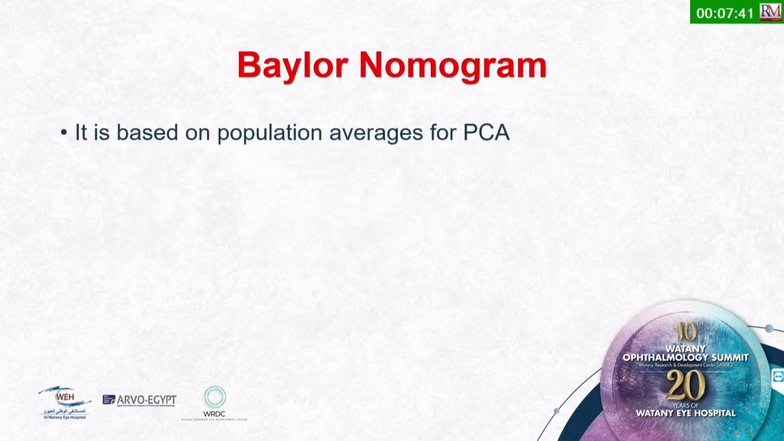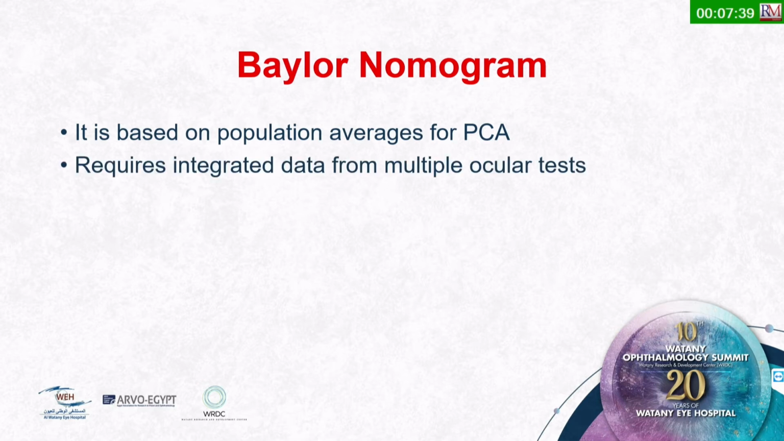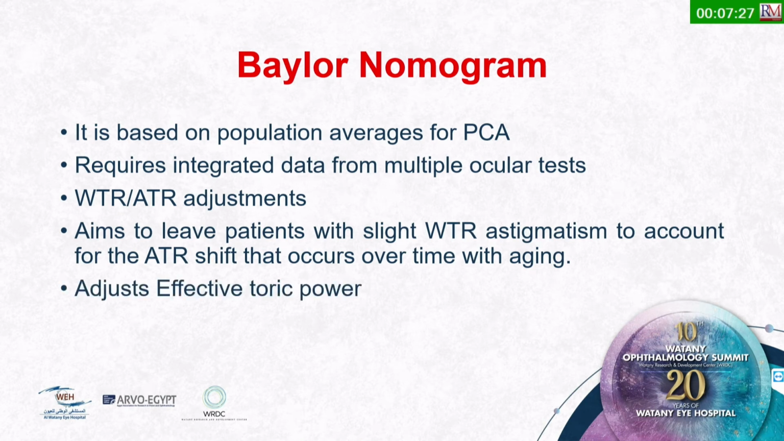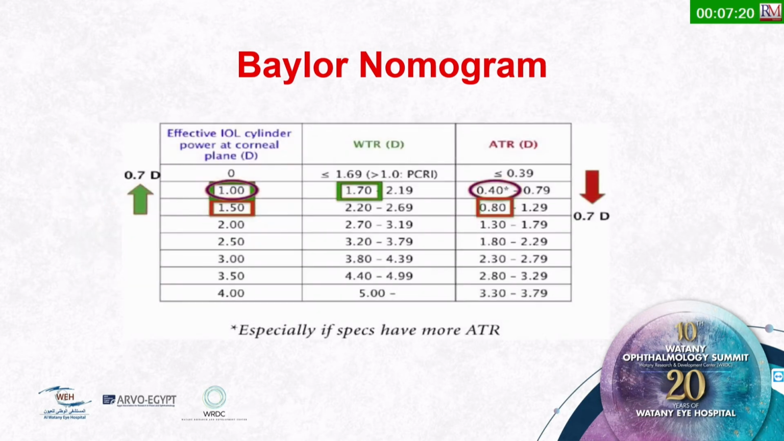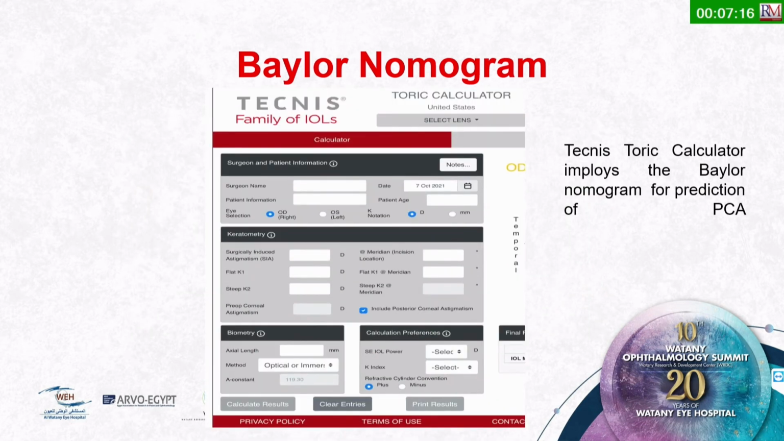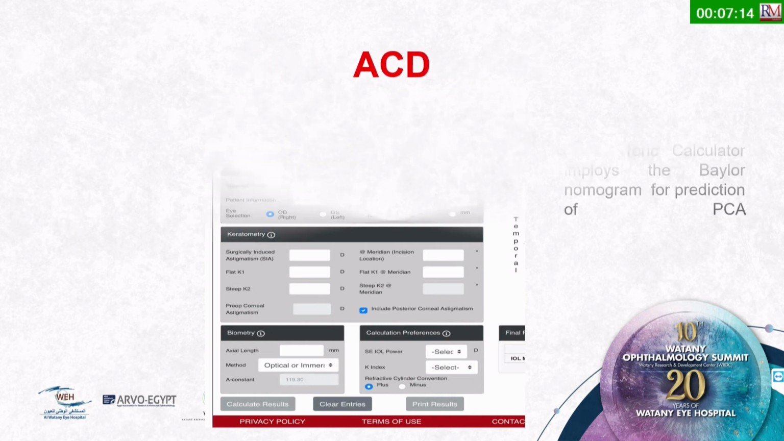The Baylor Nomogram is based on population average for posterior corneal astigmatism. It requires integrated data from multiple ocular tests, and it makes adjustment for with-the-rule and against-the-rule. And it aims to leave patients with slight with-the-rule astigmatism to account for the against-the-rule shift that occurs over time with aging, and it adjusts the effective toric power of the lens. This is how the nomogram looks, and the Technis toric calculator employs the Baylor Nomogram for prediction of posterior corneal astigmatism.